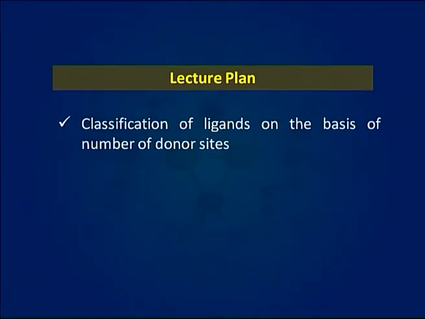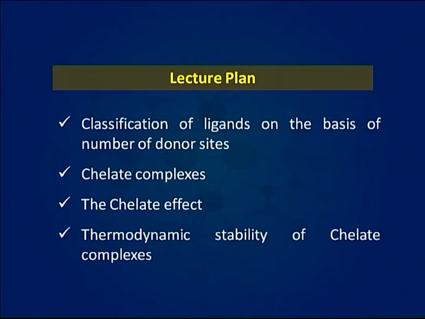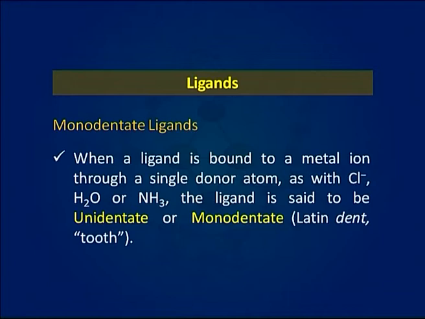In continuation, today we are going to discuss classification of ligands on the basis of number of donor sites, chelate complexes, the chelate effect and thermodynamic stability of chelate complexes. Now, ligands can also be classified on the basis of the number of donor sites. When a ligand is bound to a metal ion through a single donor atom as in Cl-, H2O or NH3, the ligand is said to be unidentate or monodentate.